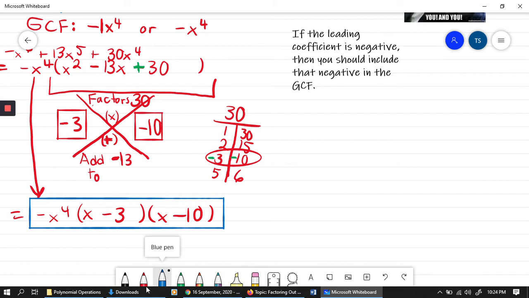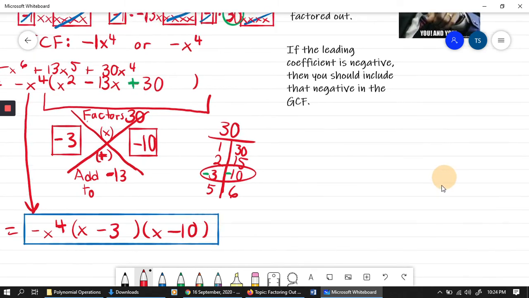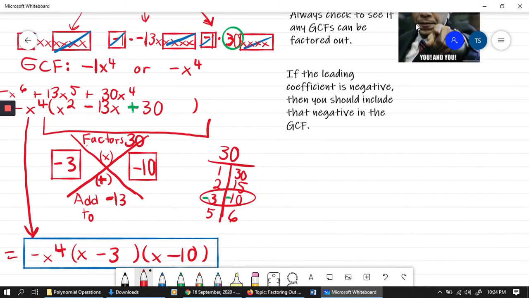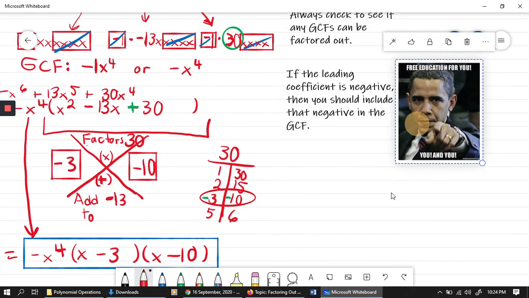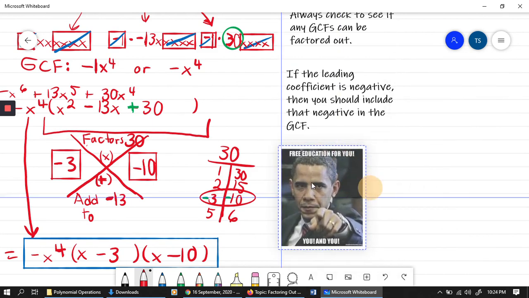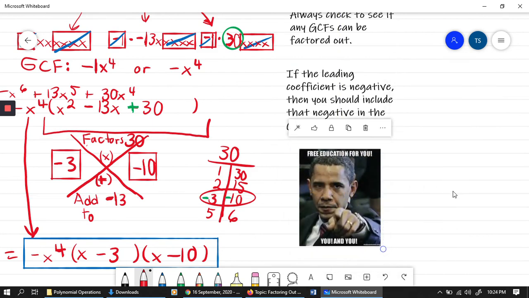All right, so I hope that this video has helped you to at least see again how factoring out the GCF could be done. And again, a lot of those problems that you'll do on Delta Math or on Khan Academy could look like these.